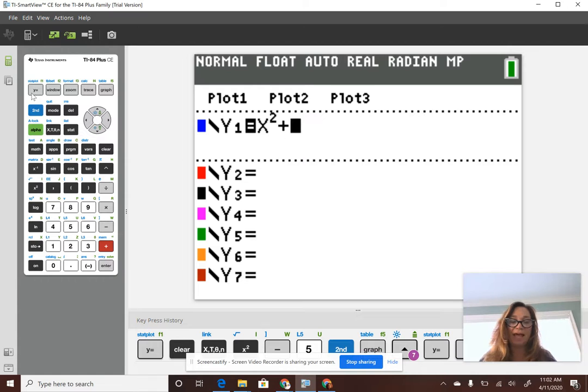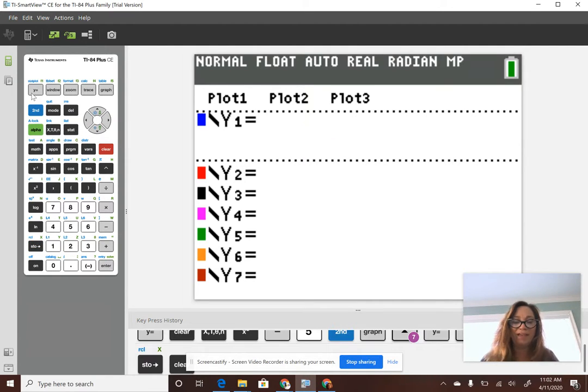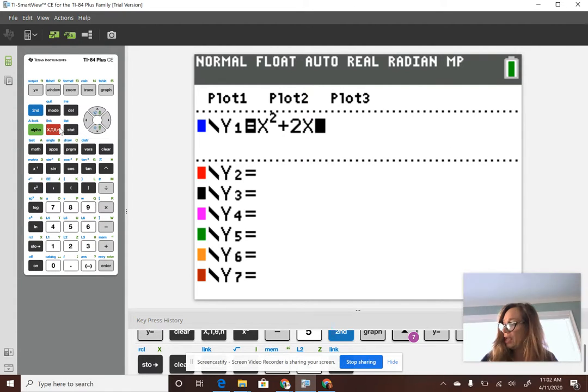Sometimes I'll do that as a little bit of scrap work. Okay, let me type again. Like I was saying, sometimes I'll do that as a little bit of scrap work just so that I know where to look at on my table. Or sometimes I just go to the graph and you can see it in the graph.